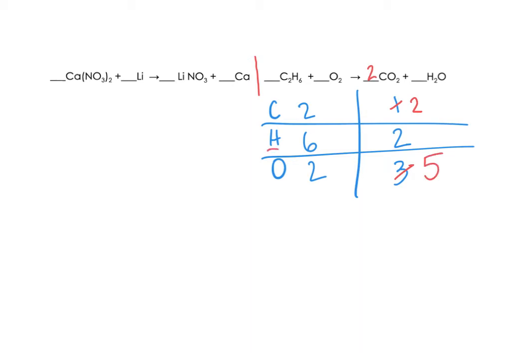Then if I look at my hydrogens, I have 6 and 2. So if I put a 3 here, 3 times 2 gives me 6 hydrogens. 3 times 1 gives me 3 oxygens plus the 4 from over here, so that's a 7. Okay? The good news is my carbons and my hydrogens match. The really bad news is I can't turn a 2 into a 7 using a whole number.